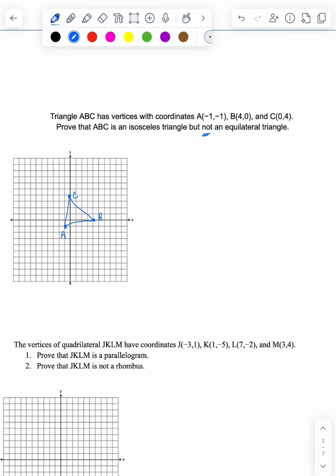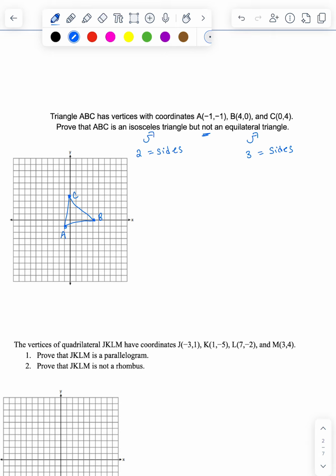So in order to know what I need to do here, I need to know what an isosceles triangle is and what an equilateral triangle is. So an isosceles triangle is a triangle that has 2 equal sides, or 2 congruent sides, whereas an equilateral triangle has 3 equal sides. All the sides are congruent in an equilateral triangle. So if I'm showing that 2 sides are equal but not the third, what I have to do is find the length of all 3 of the sides and show that 2 of the sides are the same, but 1 of the sides is different.